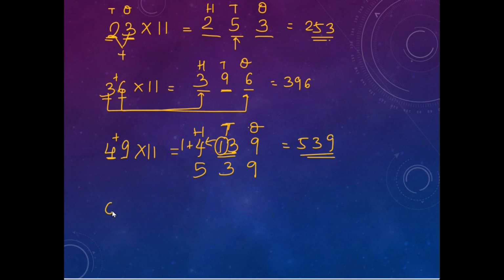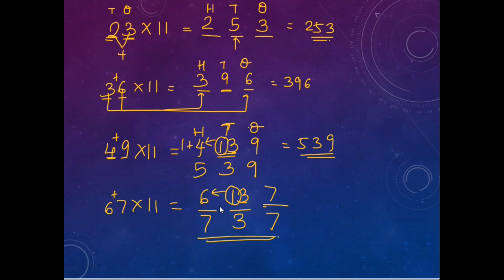Let's take one more example. Suppose I have 67 multiplied by 11. So again, I need 3 places. 6 will go in the first, 7 will go in the last. In the center again you will get 13 because 6 plus 7 is 13. So 3 will stay here, and this 1 will get carried over to the hundreds place. So 6 plus 1 turns to 7. So your final answer is 737. Great. Let's take some more examples.